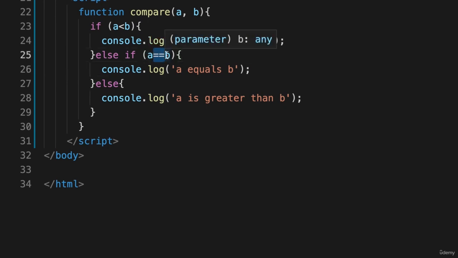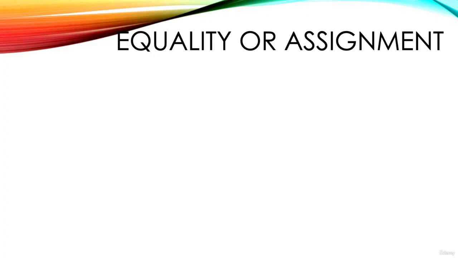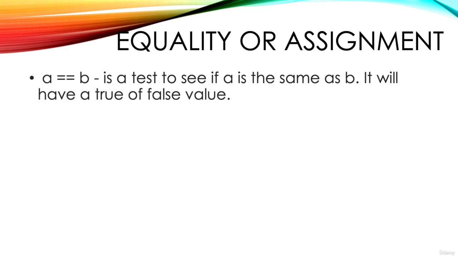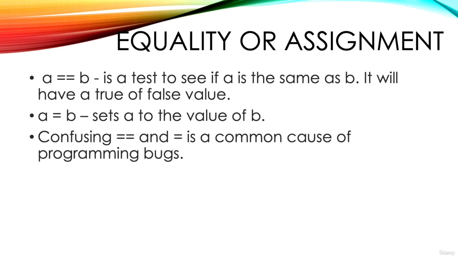Notice in the new condition we have two equal signs. This is not a mistake. In JavaScript and many other programming languages, two equal signs means we're testing for equality, whereas a single equal sign means we're assigning a value to the variable on the left of the equal sign. Despite looking similar, they're not the same at all, and this is a common cause of bugs in code, mistakenly using a single equals when double equals was required.